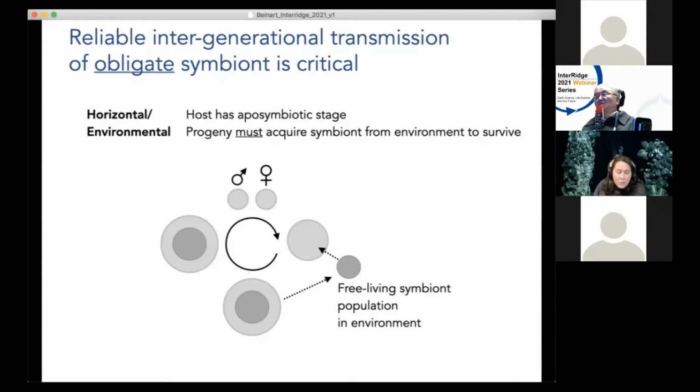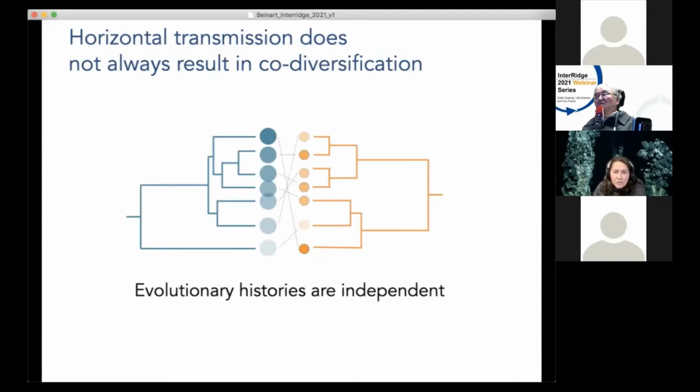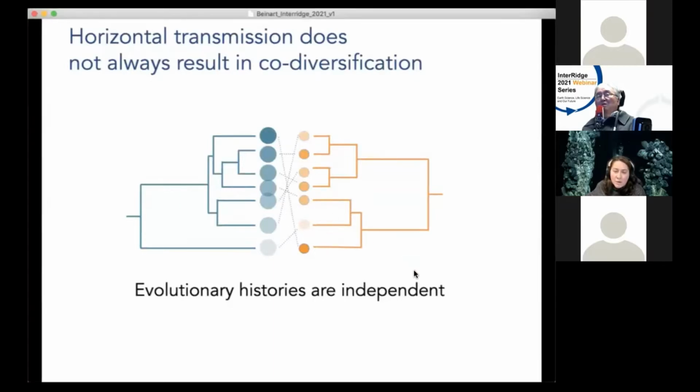And so when we see this type of transmission, it does not always result in co-diversification, where we instead will see a mismatch of the evolutionary histories of the host and the symbiont, where they're independent from one another. And so we don't see that they correspond perfectly and mirror each other. So I'm just bringing these up because they'll be useful later when we look at some data.